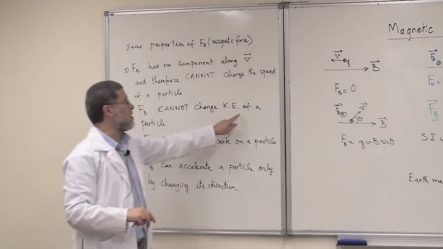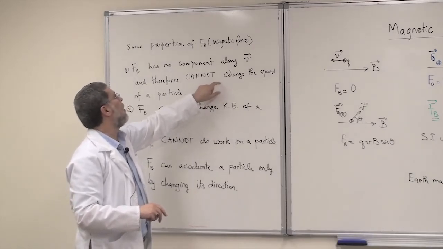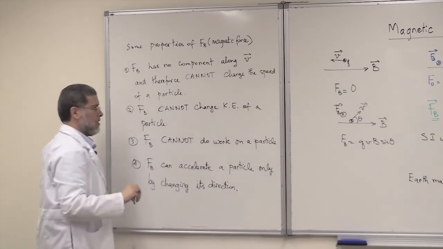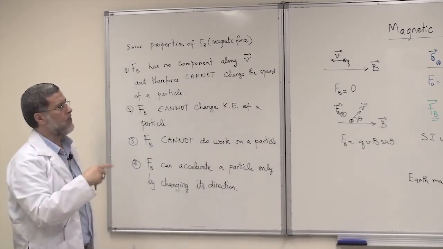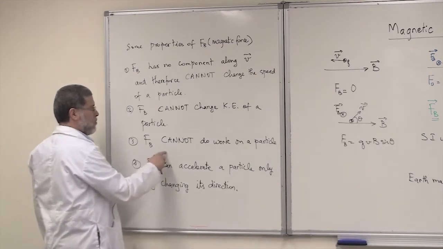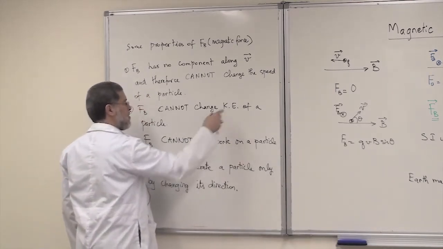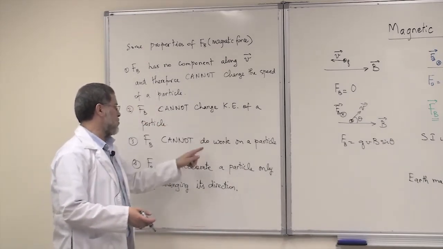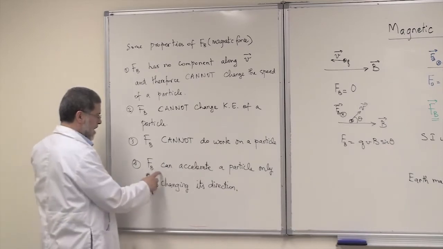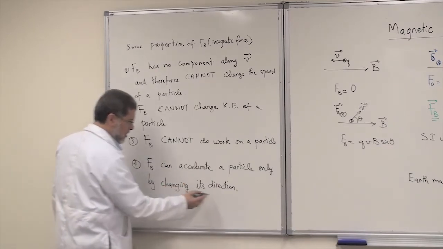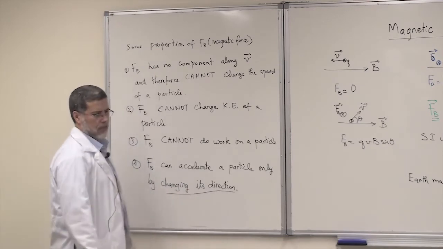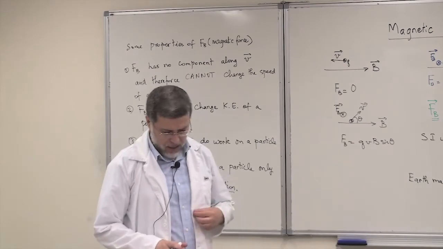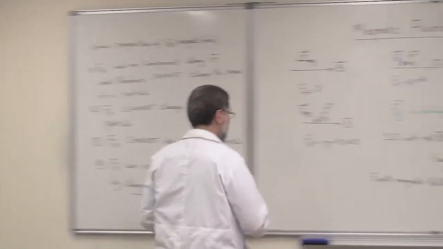FB cannot change the kinetic energy because of the first property. If the speed doesn't change, the kinetic energy of the particle will not change. The kinetic energy of the particle in this problem will be constant. FB cannot do work on the particle. Why? Because what is the work? The work is a change in kinetic energy. If the kinetic energy cannot change, there will be no work. FB can accelerate a particle only by changing its direction, and we will see this in detail after a few minutes. So this is important regarding the properties of this force.